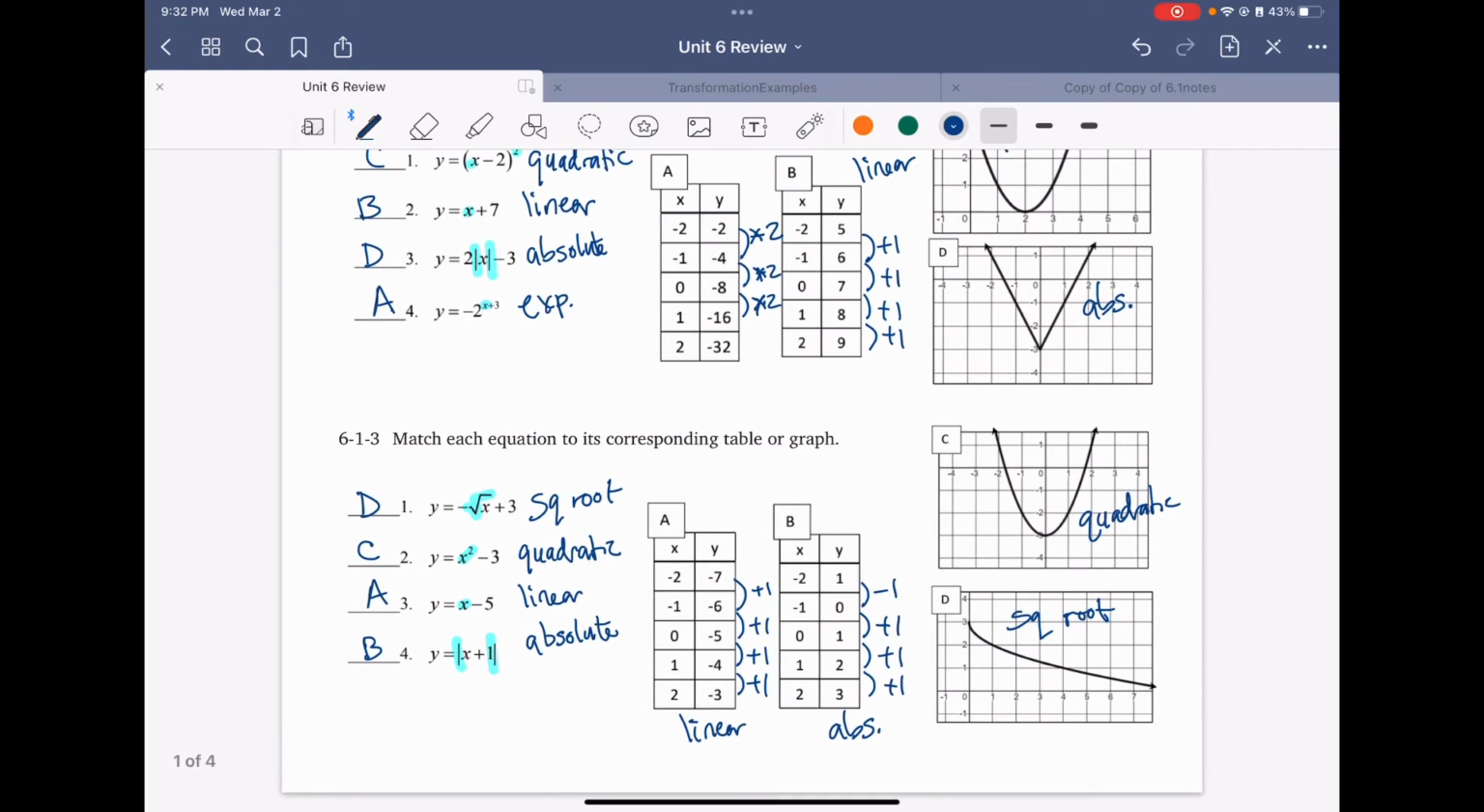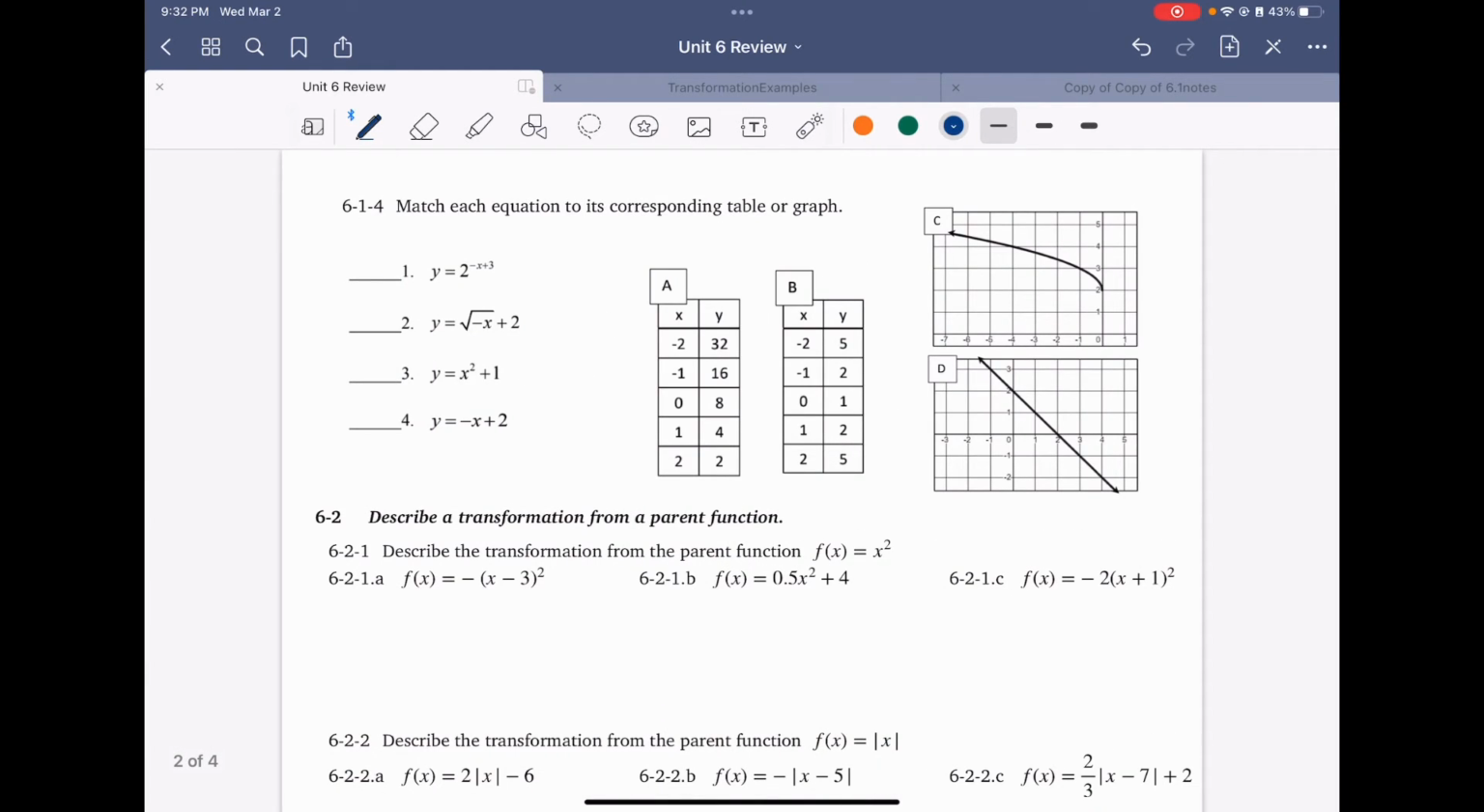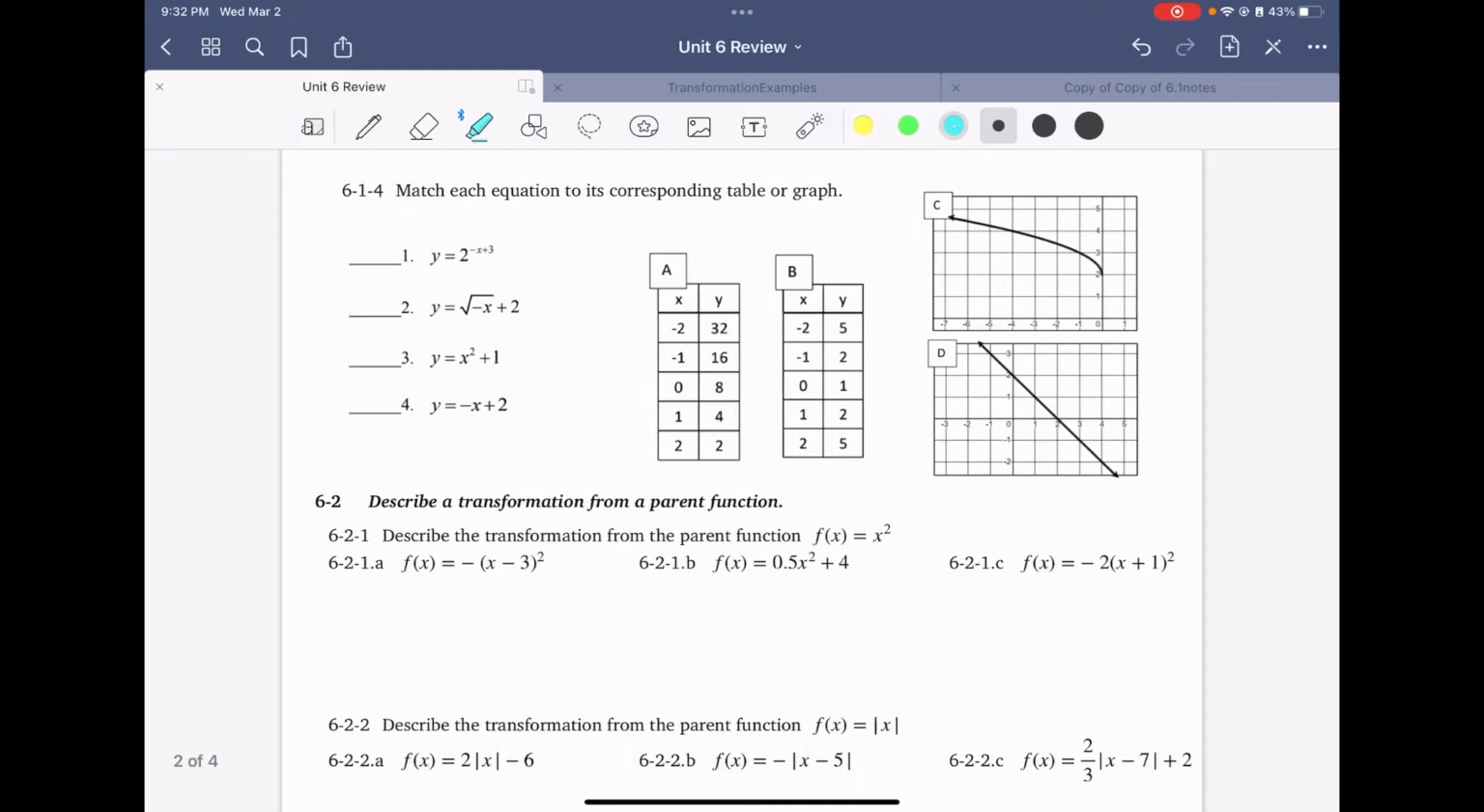All right, last one of these. It's on the next page. All right, so match each equation to its corresponding graph or table again. Same thing. First one, my clue is that x is in the exponent, so it's exponential. Okay, my next one, my clue is the square root symbol, so it's a square root. My next one, my clue is x squared, so that's a quadratic. And my last one, my clue is that x is boring, so it is linear.